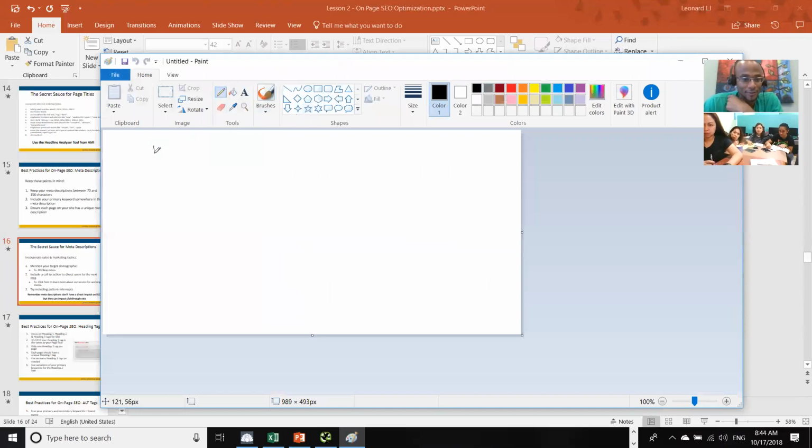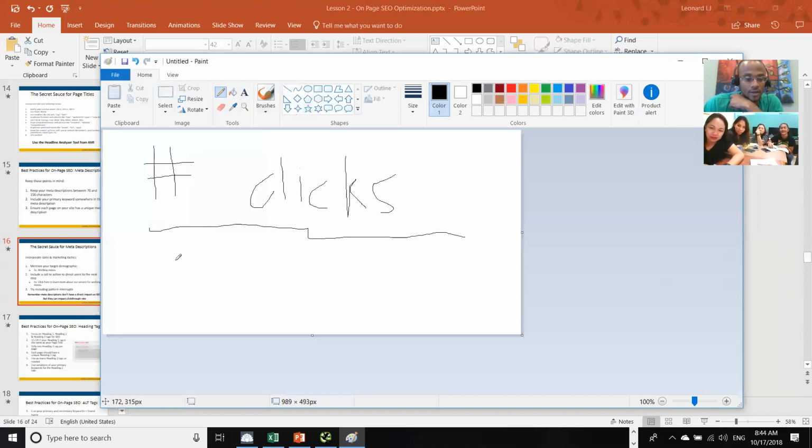I'm not an artist, so please don't judge my little drawing here. So number of clicks over number, the technical name for it is number of impressions. So I'll just put IMP for impressions. And impressions are simply the number of times that your website comes up in the search results. So your click-through rate is this formula.